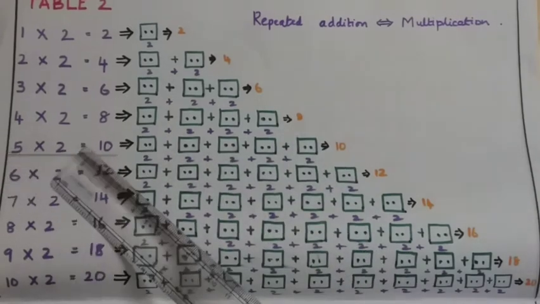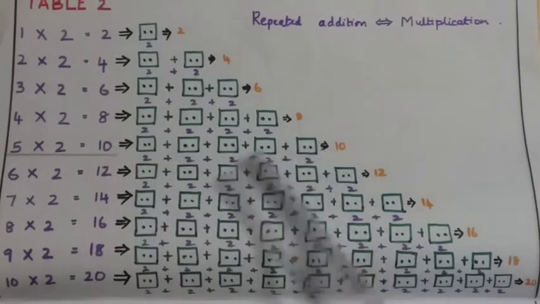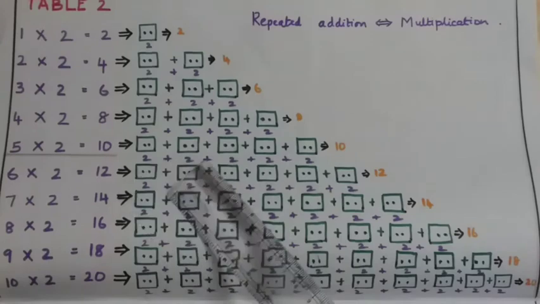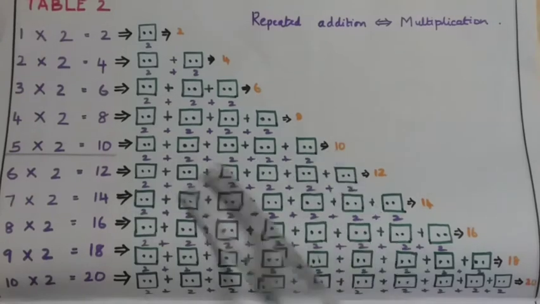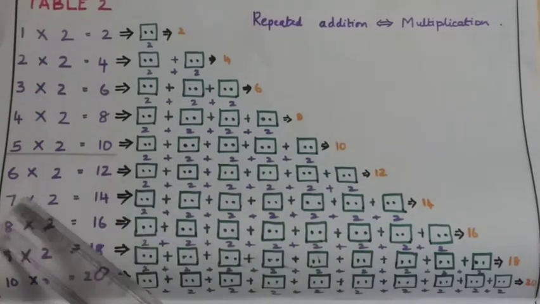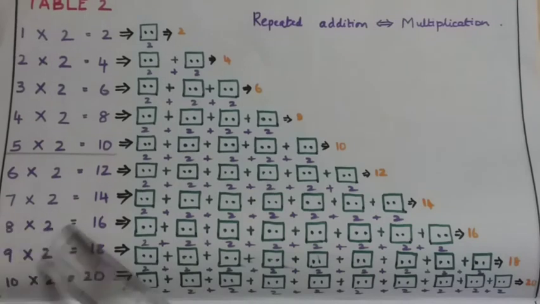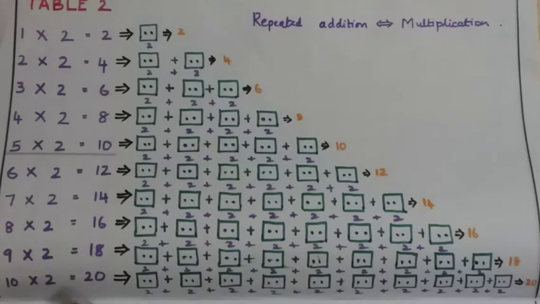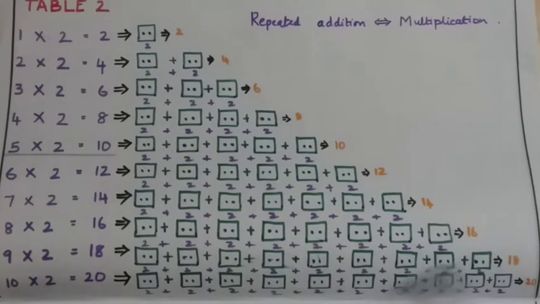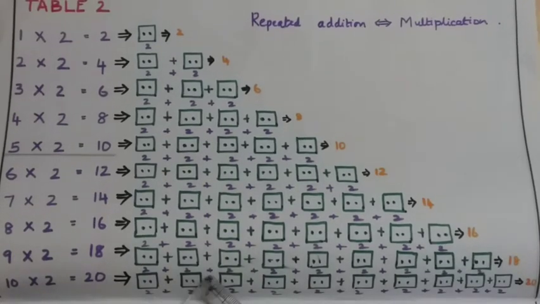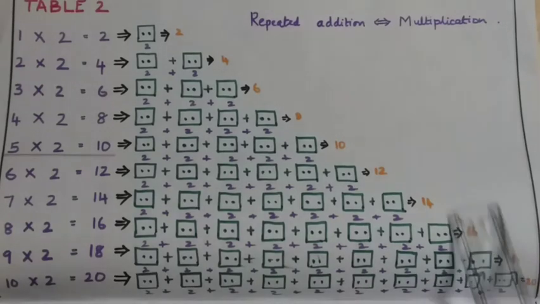If you look at the fifth row, 5 2s are 10. There are 5 groups with 2 items in each group, so we get 10. Similarly, 6 2s are 12, 7 2s are 14, 8 2s are 16, 9 2s are 18, and 10 2s are 20. So if you look at the 10th row, there are 10 groups with 2 items in each group. So when you add 2 10 times, you get 20.